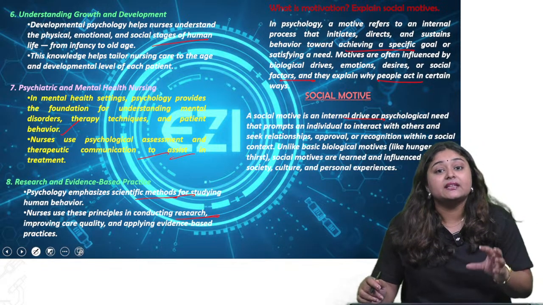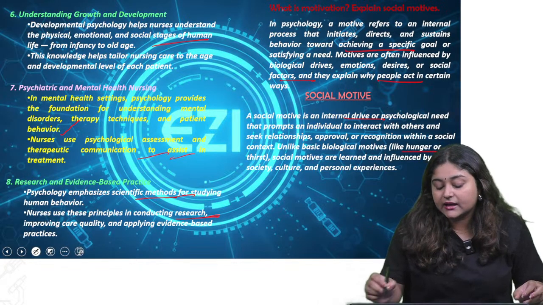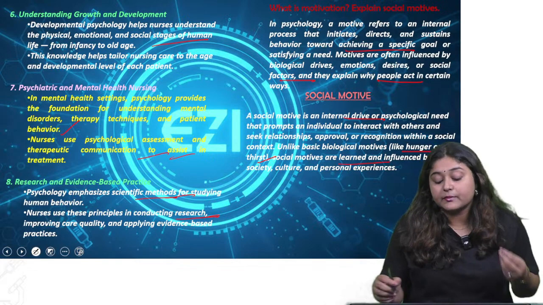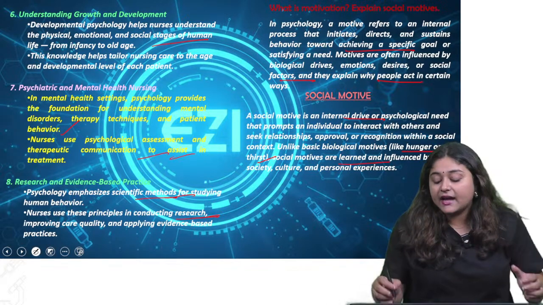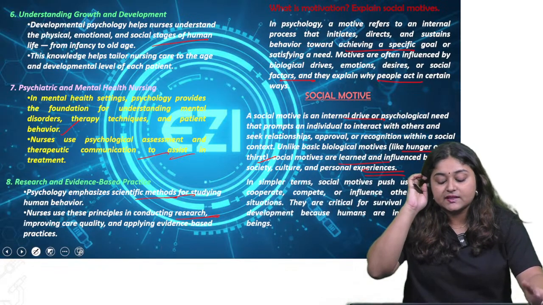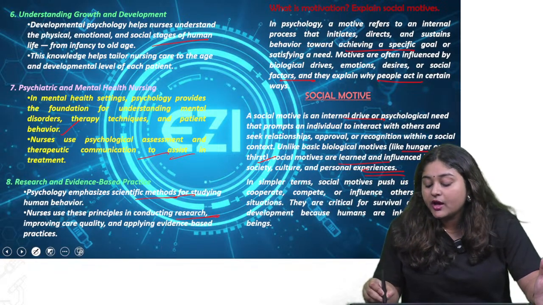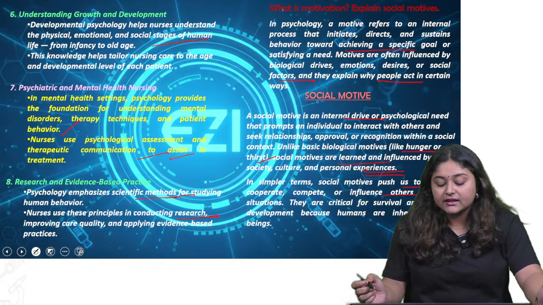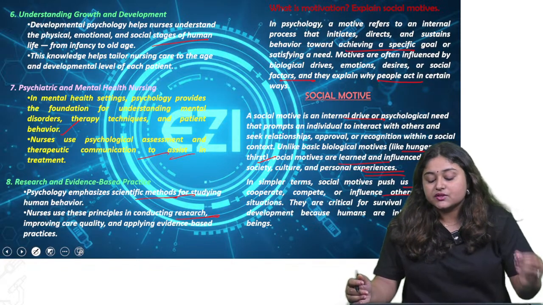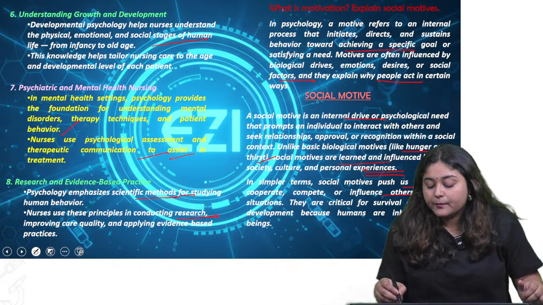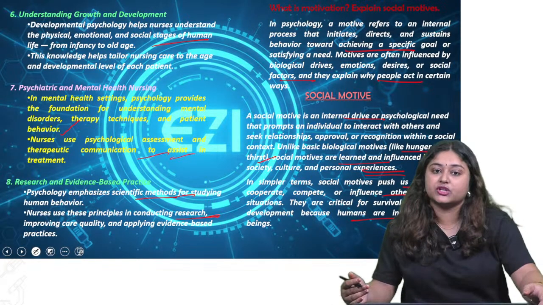Okay, so unlike the basic biological motives like hunger or thirst, social motives are mainly learned as well as mainly influenced by society, culture, and personal experiences. Okay, so that is the social motive. In simple terms, you can say social motive is what pushes us to connect, cooperate, compete, or influence others in social situations. These are all critical for survival and personal development, because humans are inherently social beings. Okay, so these are all about social motive.